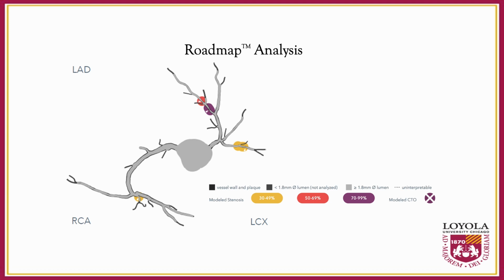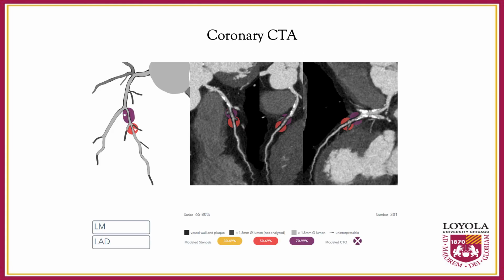You can see on this patient's roadmap that he was found to have multivessel coronary artery disease, with 30 to 49% stenosis in the RCA as well as a circumflex artery, and serial lesions in the left anterior descending artery in the 50 to 69% diameter stenosis and the 70 to 99% diameter stenosis. This is the patient's coronary CT angiogram focusing on the left anterior descending artery, again demonstrating the mixed calcified and non-calcified lesions in the left anterior descending artery in the 50 to 69% and 70 to 99% diameter stenosis.